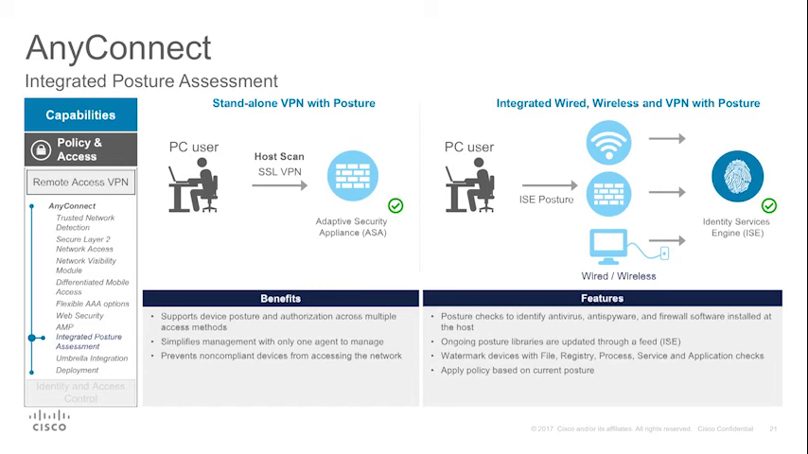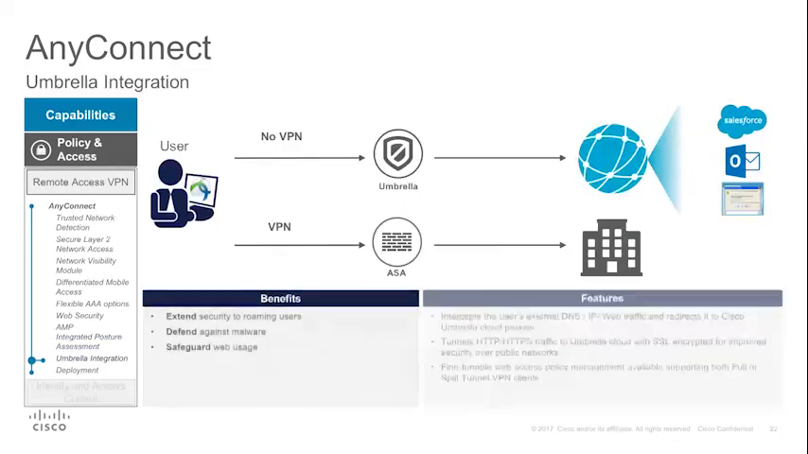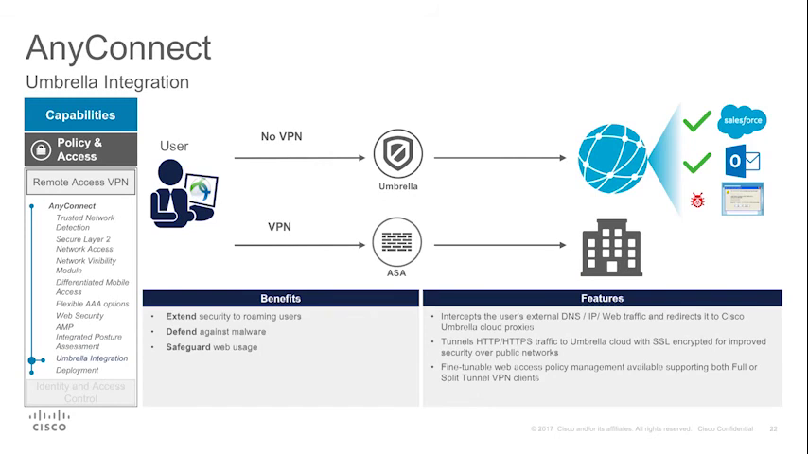In addition to integrated posture assessment, AnyConnect can pair with OpenDNS, providing better roaming security. Pairing AnyConnect and Umbrella allows for cloud-hosted configurations, removing the requirement for ASA. AnyConnect has a built-in module that implements web security either through the on-premise ASA or the Cisco Umbrella offering.